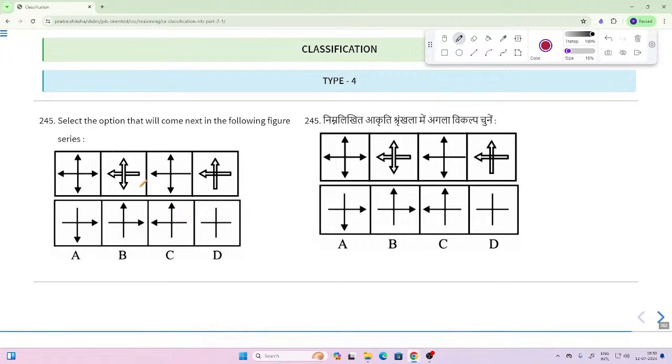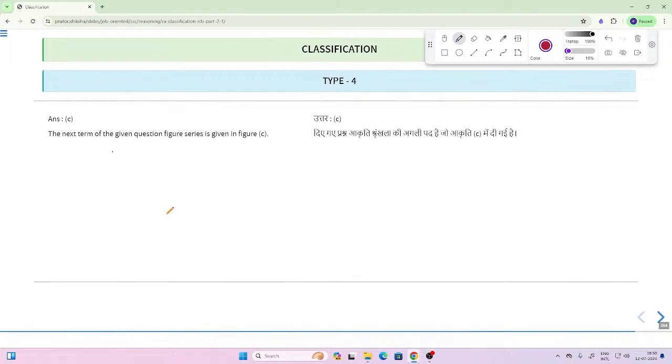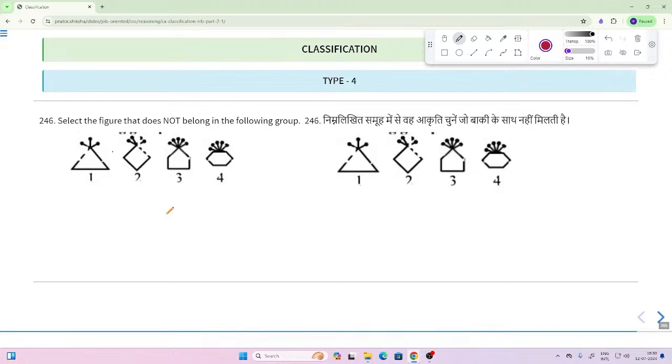So that is C. If you notice, the two figures are the same. So second and third are the same, third and fourth will be the same. C is the correct option. Figure C is the next one of the given series.